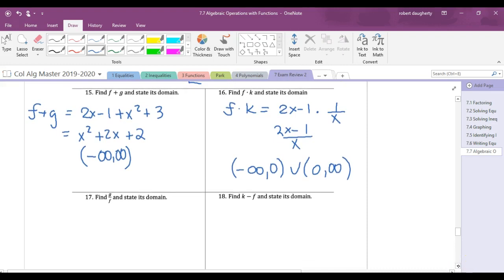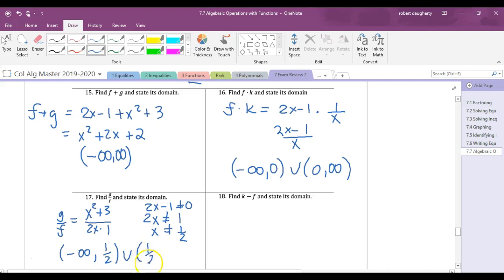g divided by f, okay? So g over f is x squared plus 3 divided by 2x minus 1. Okay, my restriction here is what's on the bottom cannot be 0. So 2x minus 1 cannot be 0. 2x cannot be 1. x cannot be 1/2. The way we write x cannot be 1/2 is every number from negative infinity to 1/2, and then every number from 1/2 to infinity.